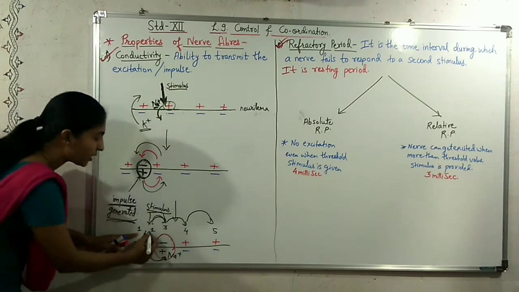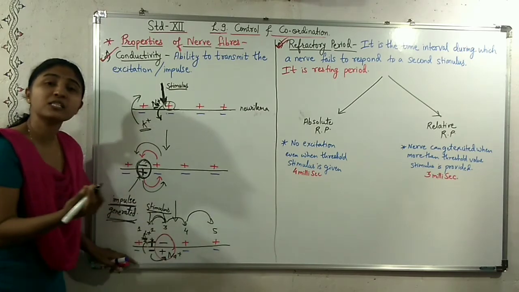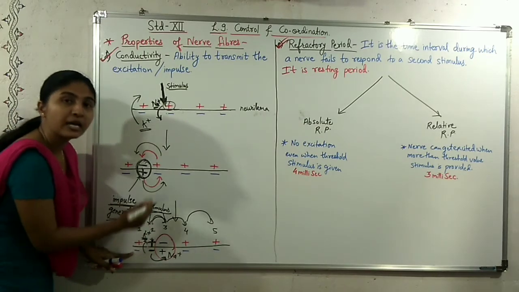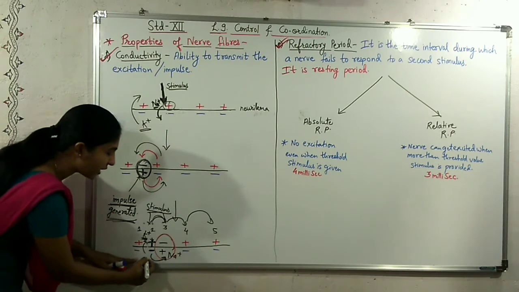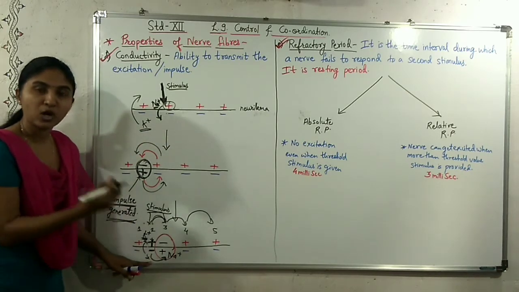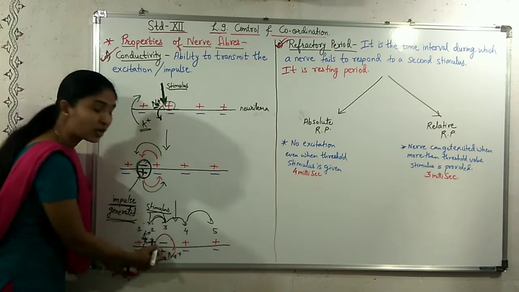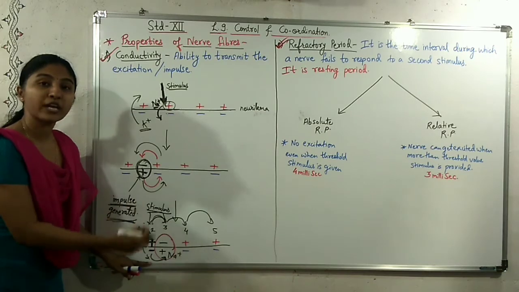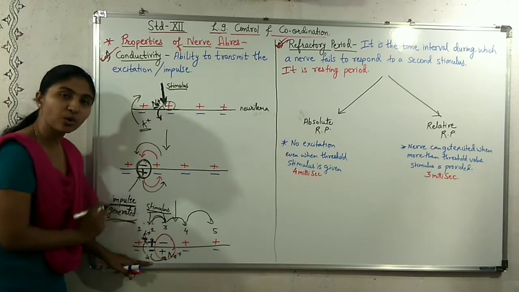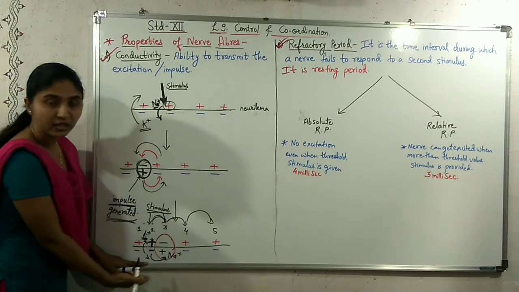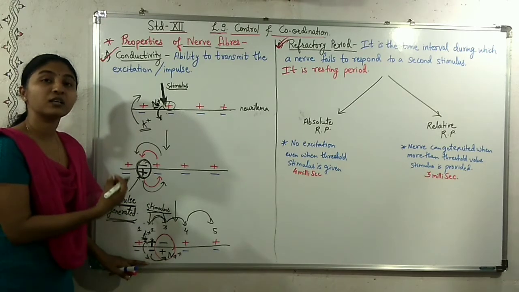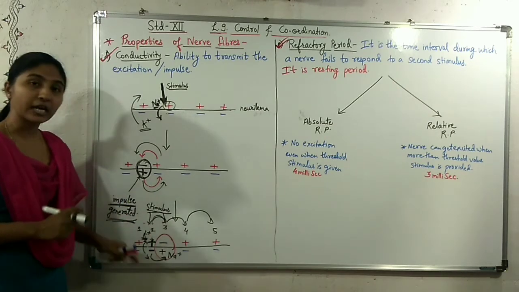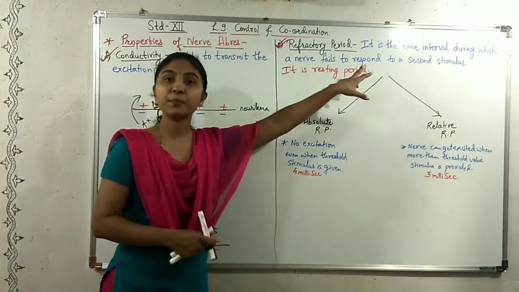The impulse is generated only when the sodium ions are present in the extracellular fluid, and those sodium ions move inside the neuroplasm because of the change in the permeability of the membrane. Only then is the impulse generated and the nerve gets excited. But here there are no sodium ions, so sodium ions will not enter inside the membrane. That's why the impulse will not be generated and the nerve will not get excited. So this state is called the refractory period.